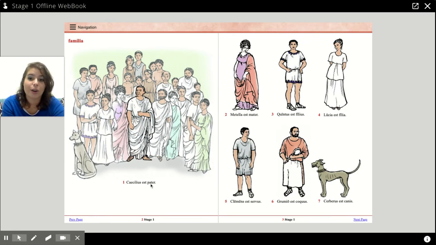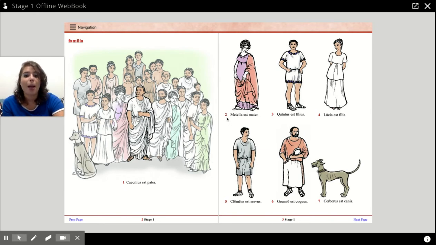Now another quick note, Latin does not have separate words for articles like a, an, or the. So when we're translating into English, we have to supply those. The word the is sort of included in Latin nouns. So when we're translating in English, we want to make sure that we add that word in to make the English sound nice. So we don't want to say Caecilius is father. It sounds a bit cavemanish. So we want to make sure we make our English sound nice. So Caecilius est pater. Caecilius is the father.